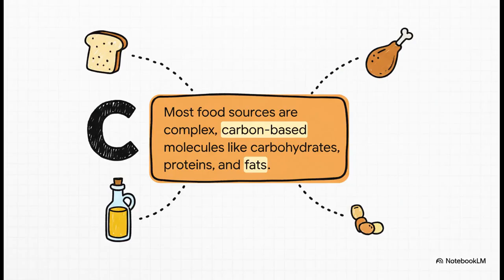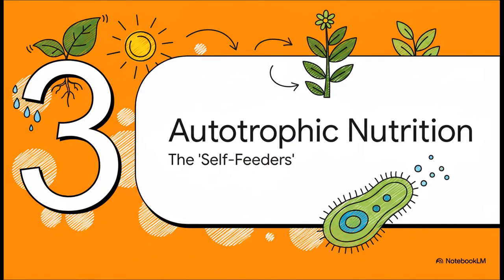And what are these raw materials made of? Well, most of the food that we eat, and in fact most living things, are made of molecules based on carbon. You've heard of them: carbohydrates, proteins, fats. They are all carbon-based. Now this leads to a very interesting question. How do different living organisms get these carbon-based foods? So let's look at the different ways organisms get their food.